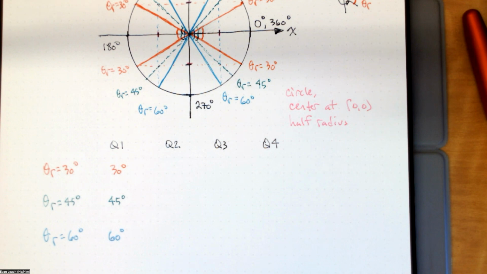Your job is going to fill out the other 9 boxes. Figure out what 30 degrees is in quadrants 1, 2, 3, and 4. Figure out 45 in quadrants 1, 2, 3, and 4. Figure out 60 degrees in quadrants 1, 2, 3, and 4. 9 angles to find.